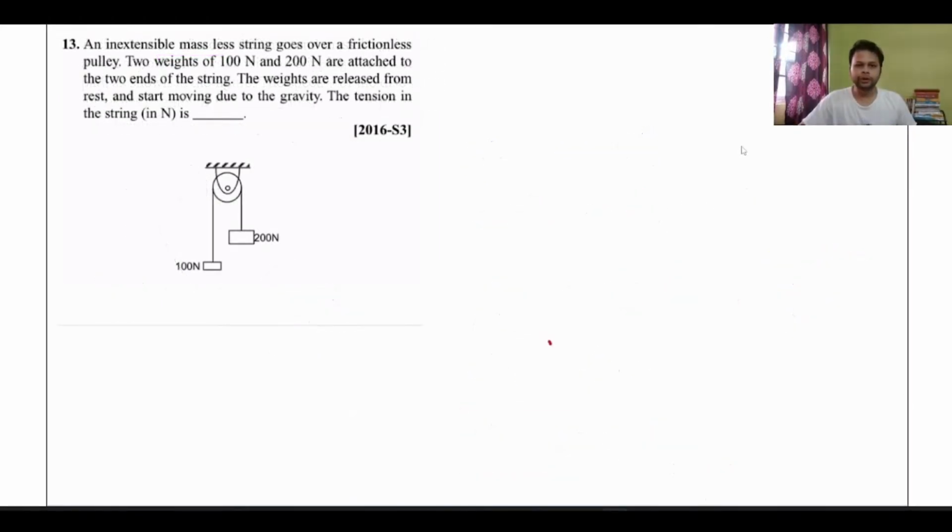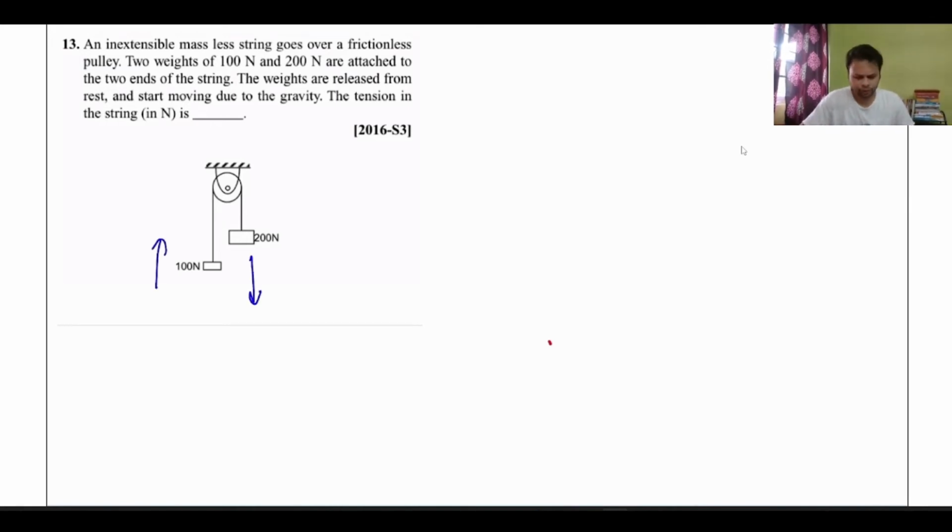Let us see question number 13. An inextensible massless string goes over a frictionless pulley. Two weights, 100 Newton and 200 Newton, are attached to the two ends of the string. The weights are released from rest and start moving due to gravity. The tension in the string is? So it starts from rest and starts moving due to gravity. Definitely, I can say the higher weight will go down and the lower weight will go up. There is no doubt about that.